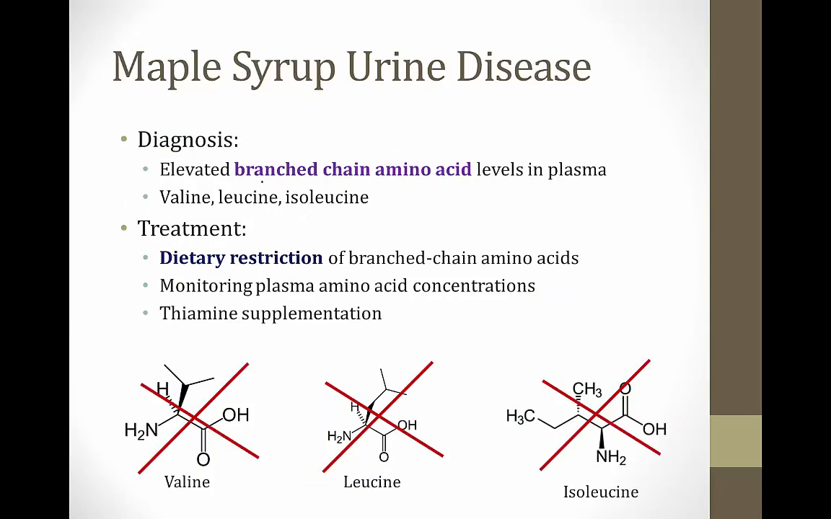The diagnosis can be made by finding elevated levels in the plasma of branched chain amino acids. So in a board question, you want to look for elevated levels of valine or leucine or isoleucine to suggest this diagnosis. The treatment is dietary restriction of the three branched chain amino acids. So as I've shown you at the bottom of the screen, you want to eliminate valine, leucine, and isoleucine from the diet. People with this condition often have their plasma amino acid concentrations measured to make sure they're not eating too much of the branched chain amino acids.